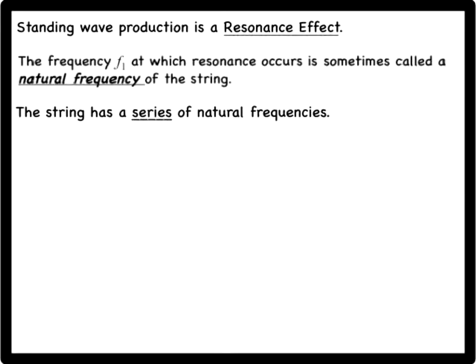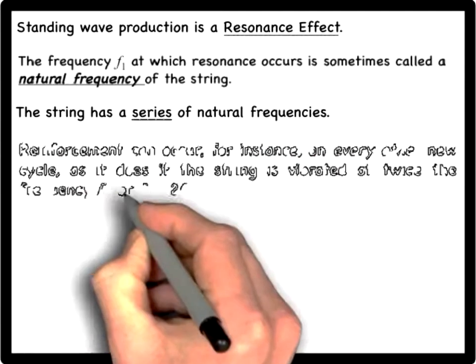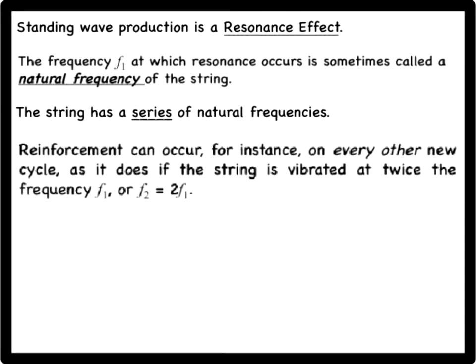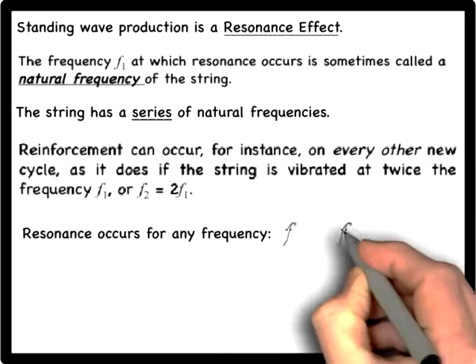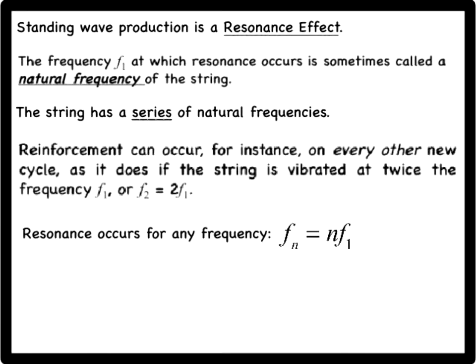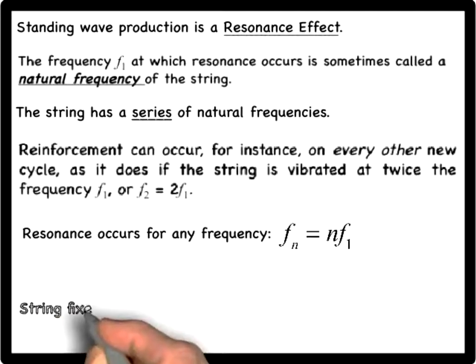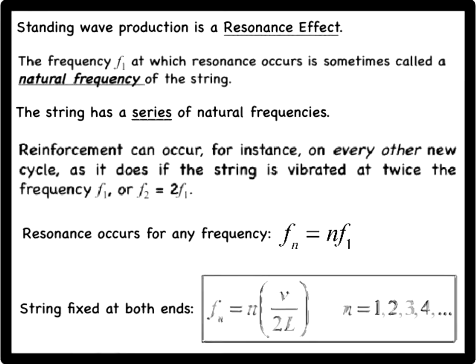The series arises because a reflected wave cycle need not return to its point of origin in time to reinforce every newly created cycle. Reinforcement can occur, for instance, on every other new cycle, as it does if the string is vibrated at twice the frequency f1, or f2 equals 2f1. Likewise, if the vibration frequency is f3 equals 3f1, reinforcement occurs on every third new cycle. Similar arguments apply for any frequency fn equals n times f1, where n is an integer. As a result, the series of natural frequencies that lead to standing waves on a string fixed at both ends is given by the following.